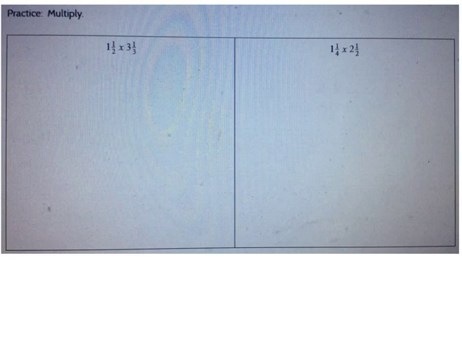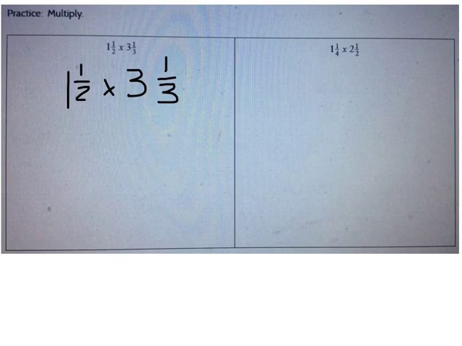Let's do another one. 1 1/2 times 3 1/3. The first step is to convert those both into improper fractions. What's 1 1/2 written as an improper fraction? Well, 1 times 2 is 2, plus 1 more is 3/2. What's 3 1/3 written as an improper fraction? Well, 3 times 3 is 9, plus 1 more is 10/3.